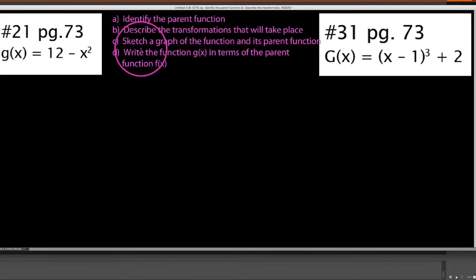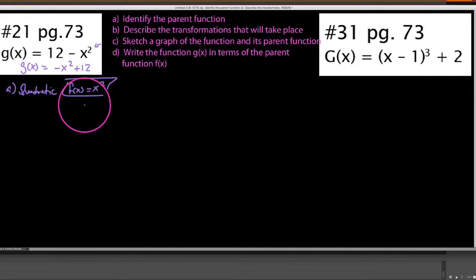We'll sketch a graph, and then we'll talk about how we could rewrite g of x in terms of the parent function f of x with transformations applied. So looking at g of x here, we have g of x equals 12 minus x squared. And the first thing I recognize, in letter A, if we identify the parent function, is that this is a quadratic parent function. The thing that gives it away is that we have a squared x here. I'm actually going to rewrite this as negative x squared plus 12. I care to do it that way. So we say that the parent function f of x is our quadratic parent function.